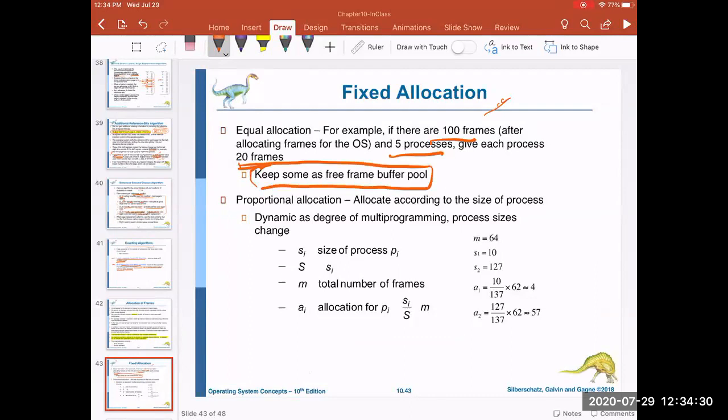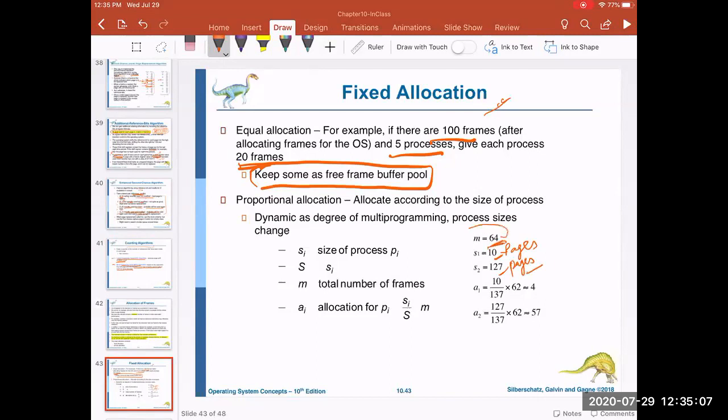Then we have proportional allocation. There may be processes where one may need 100 pages and another may need 1,000 pages. So we cannot allocate the same number of pages to each and every process. In that case, proportional allocation is done. Let us suppose the size of S1 is 10, where the size means the number of pages. It requires 10 pages, and the other requires 127 pages. Okay. So now we have to allocate 64 frames.